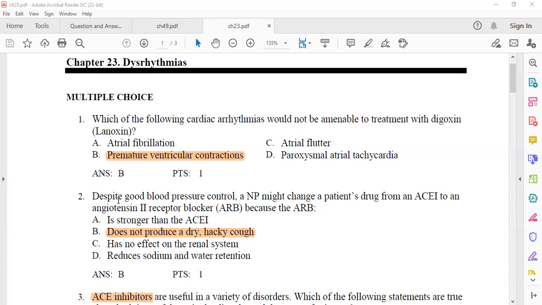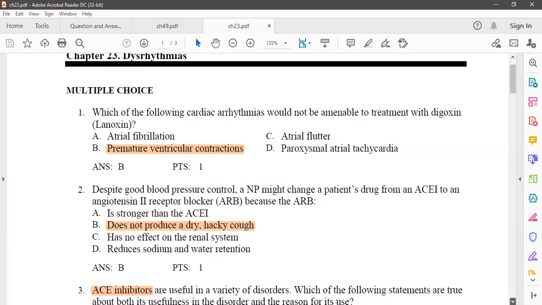Question number 2: despite good blood pressure control, the healthcare provider might change the patient's drug from an ACE inhibitor to an ARB, angiotensin II receptor blocker, because an ACE inhibitor can cause a dry cough. ARB does not produce a dry cough, right? What occurs in the case of an ACE inhibitor?